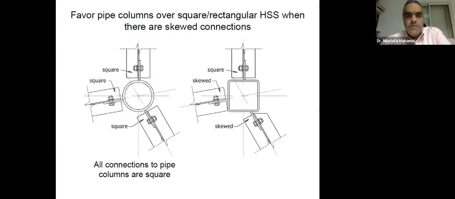Favor pipe columns over square, rectangular HSS connections. So in square configurations, you may end up with skewed connections. But if you have a round HSS column or a pipe, we don't have that issue. So you can consider that.